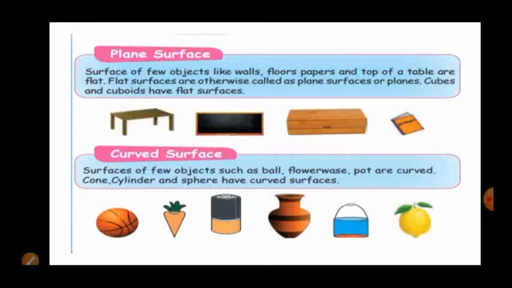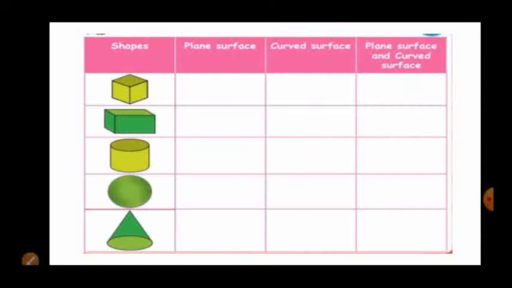Then curved surface. Surfaces of a few objects such as ball, flower vase, pot are curved. Cone, cylinder and sphere have curved surfaces. Some examples of curved surfaces are: first one ball, second one carrot, third one battery cell, fourth one pot, fifth one vessel and sixth one lemon.